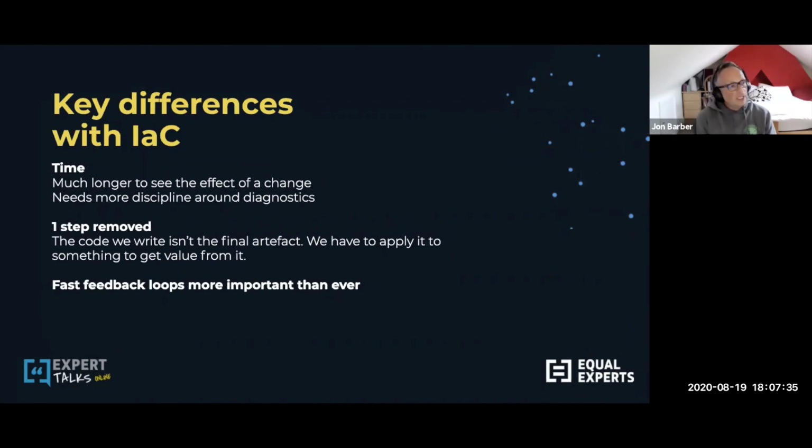So the two key differences I'd like to cover today, or which are going to influence today, are the first one is time. It takes so much longer to see the effect of a change on infrastructure than it does when we're doing software development. So whether you're doing Terraform to provision some stuff in Amazon, or you're doing something in a Kubernetes cluster, it's going to be quite a lot longer for your change to take effect than it would be doing traditional software development.